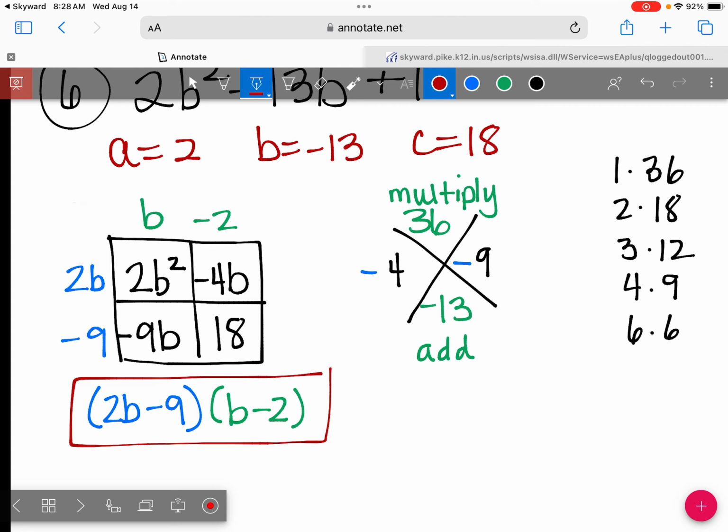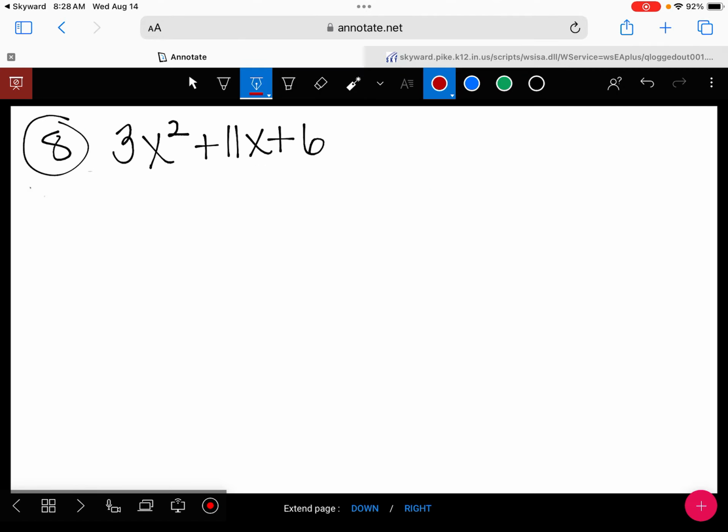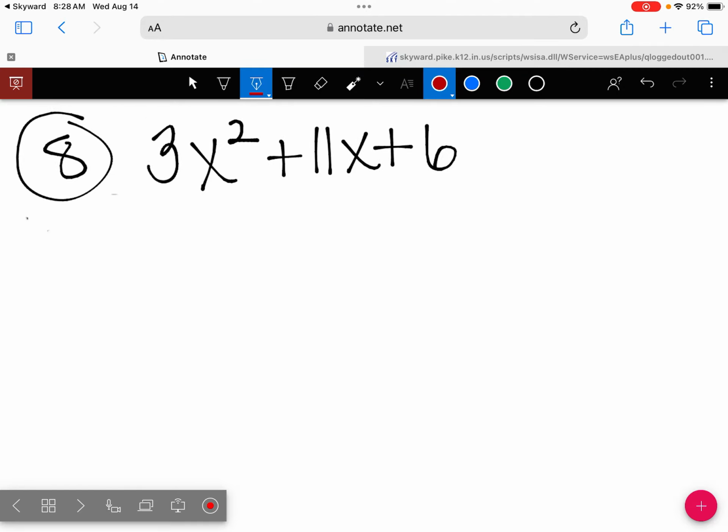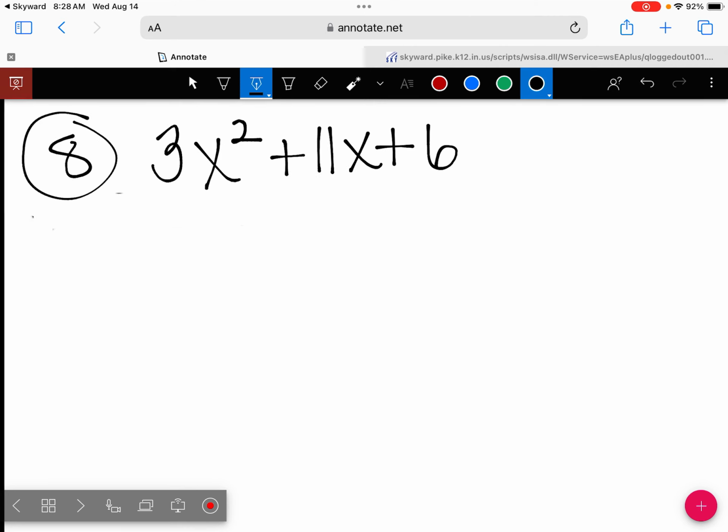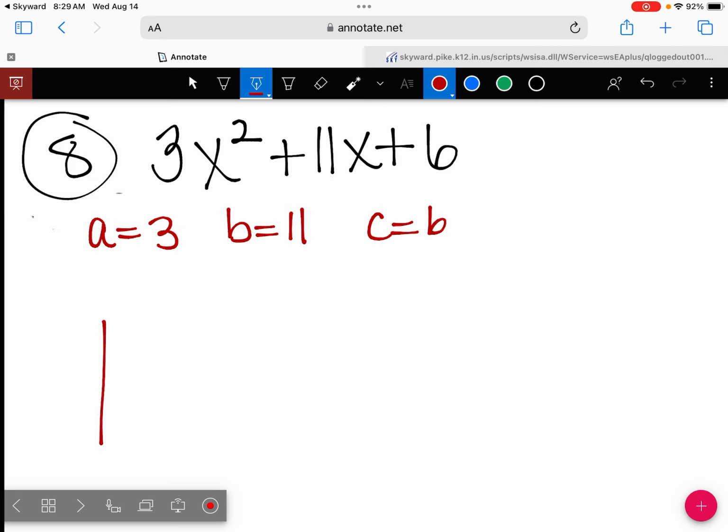All right, let's go ahead and flip it over. And let's look at number 8. So for number 8, Thomas, what's A, B, and C? Yeah. 3 is A, 11 is B, and 6 is C. Okay, good. So make your box.